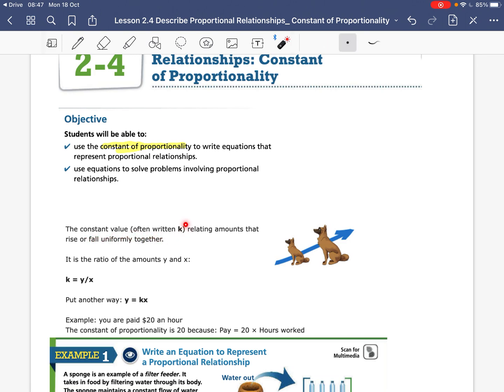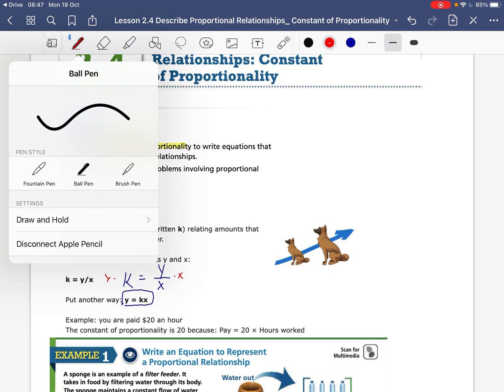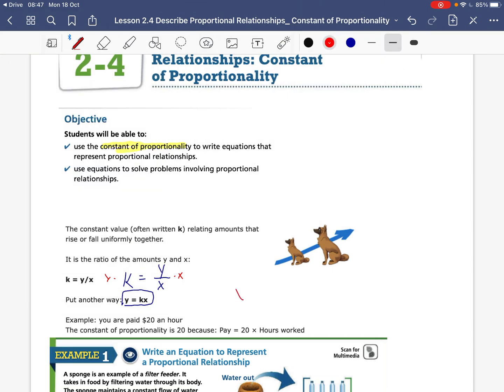So the constant value, often written k, can relate the amount of the rise and fall uniformly together. So the ratio of the amounts is y and x. So typically we write it as k equals y over x. And we can write the equation in terms of y. If you multiply both sides by x here, you would have y equals kx. So our equation with the constant of proportionality is y equals kx. This is our equation, okay?